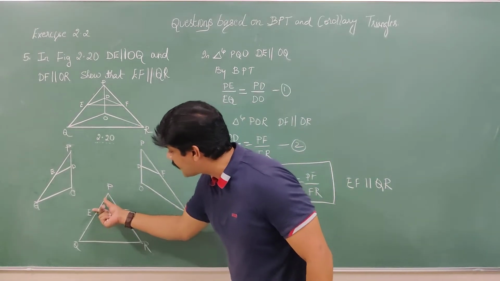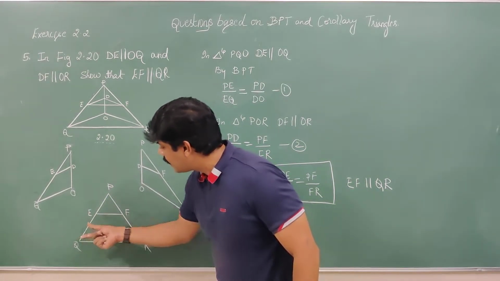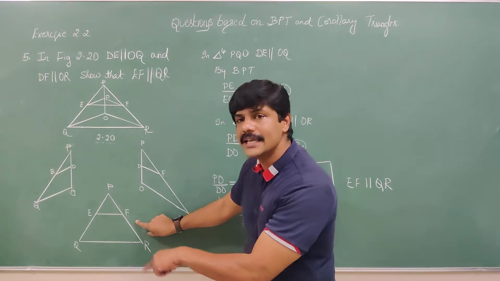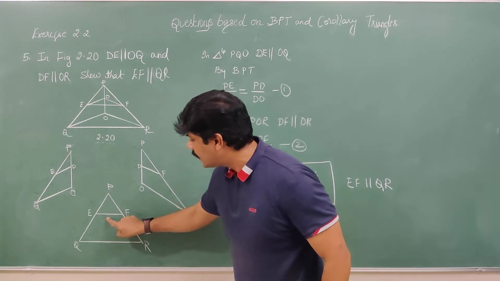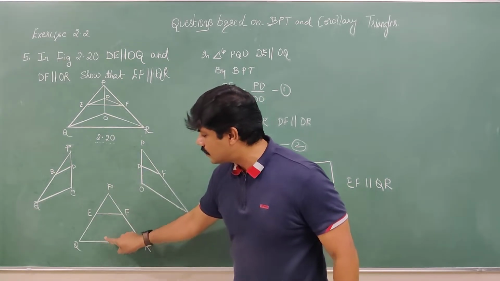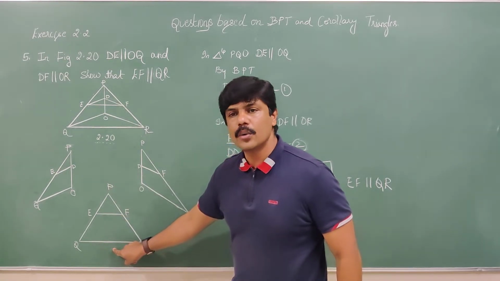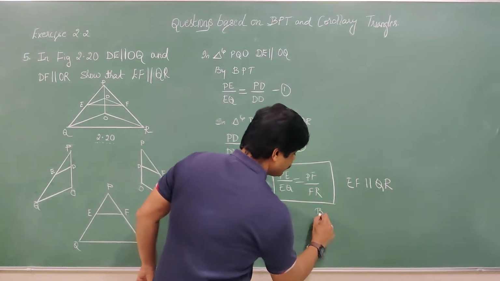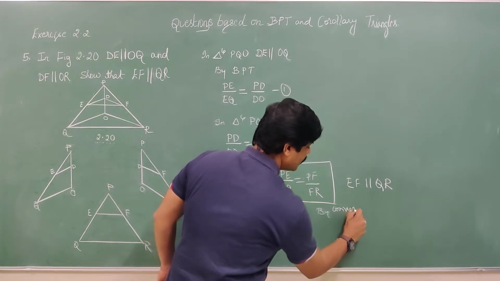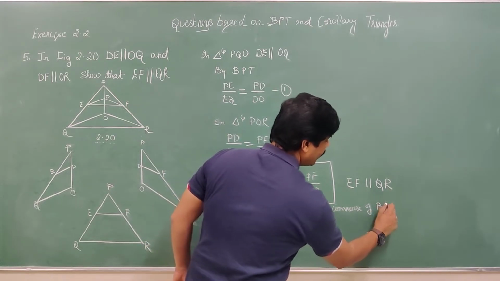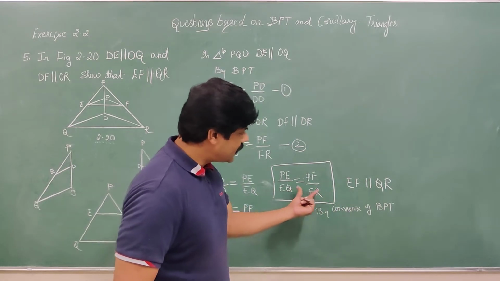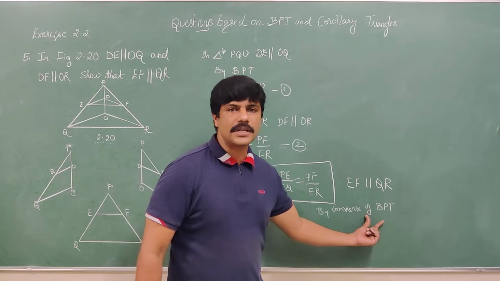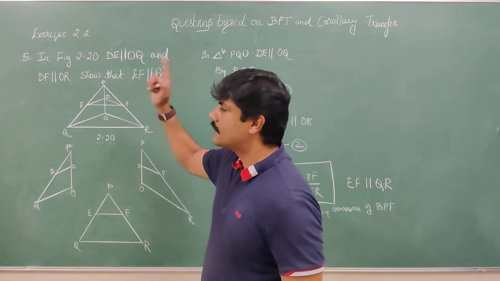If you apply this to the third triangle, PE by EQ is equal to PF by FR. This is possible only when EF is parallel to QR. This is by the converse of BPT. How we have proved this: EF is parallel to QR by the converse of BPT. Did you understand, children? Now we'll move on to the sixth problem.